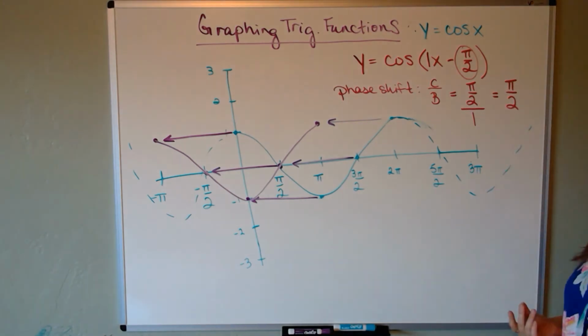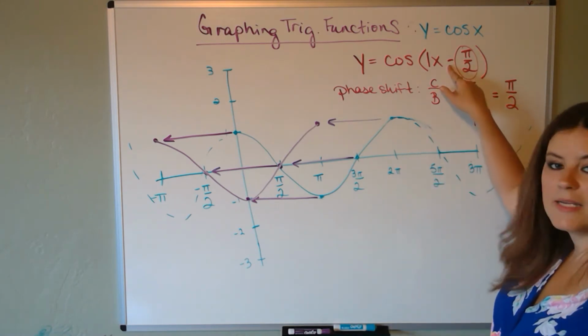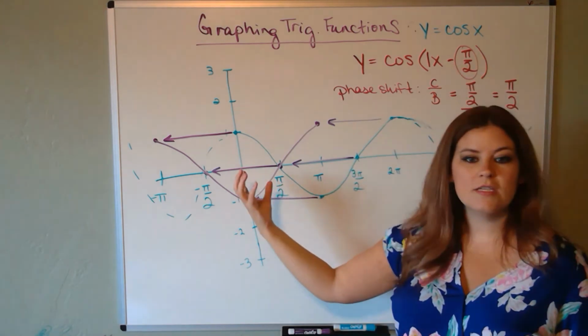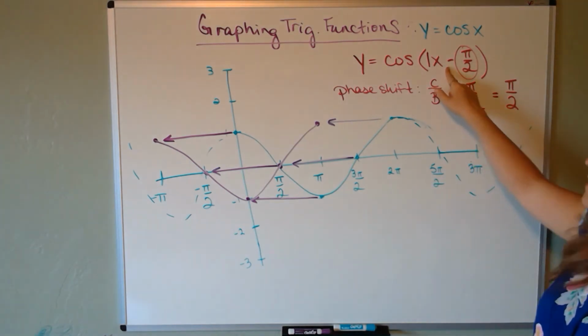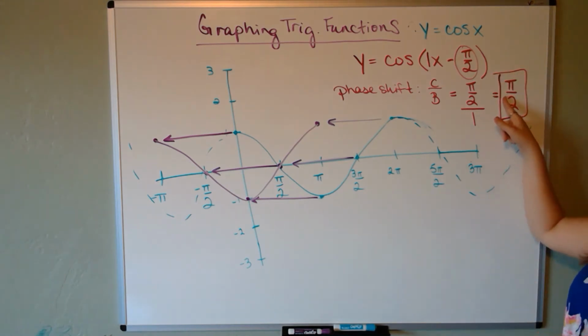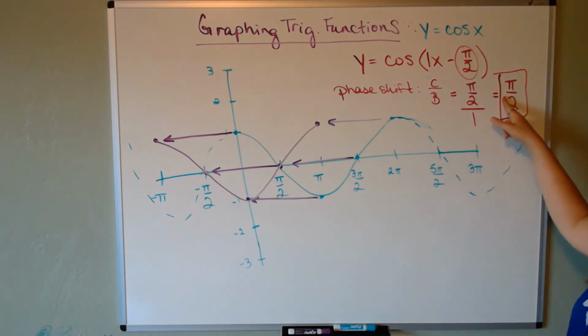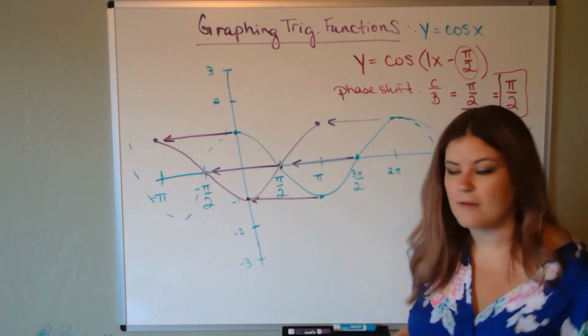But you guys, let's think about which direction it's going. If there is a minus here, it means we're actually going to shift everything to the right, which means even though there's a minus here, when I write my answer for phase shift, I'm not going to put a minus here. It's going to be a positive pi over 2 because that indicates that we're going to the right. So I've switched the sign again.